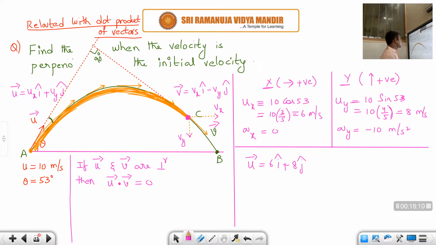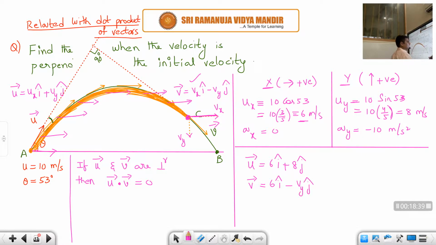So what are vx and vy is what we have to calculate. Now vx we already know. Vx is nothing but the horizontal component of initial velocity, which will always remain the same at every point. Correct or not? That means it is the same as ux. So the vector v is 6 i cap minus vy j cap.